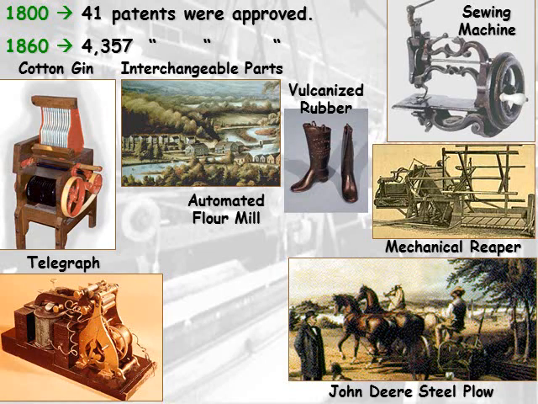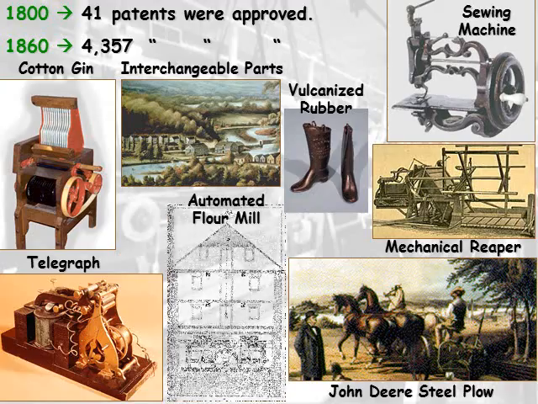And you can see that again, it's this kind of explosion of ideas in this era. In 1800, there were 41 patents. A patent is if you have a really, really good idea and you don't want someone to steal it, you apply for a patent. Okay, so in 1800, there were 41 patents for that one year. In 1860, there were over 4,300 patents that were approved for that year. So again, you can see there's an explosion in ideas.